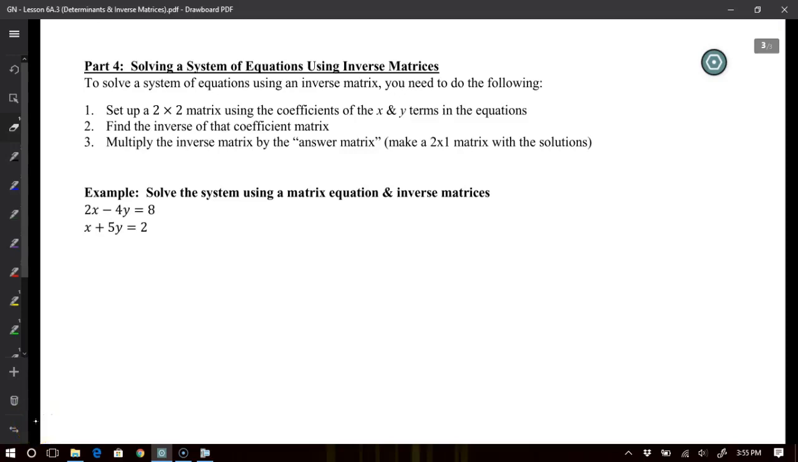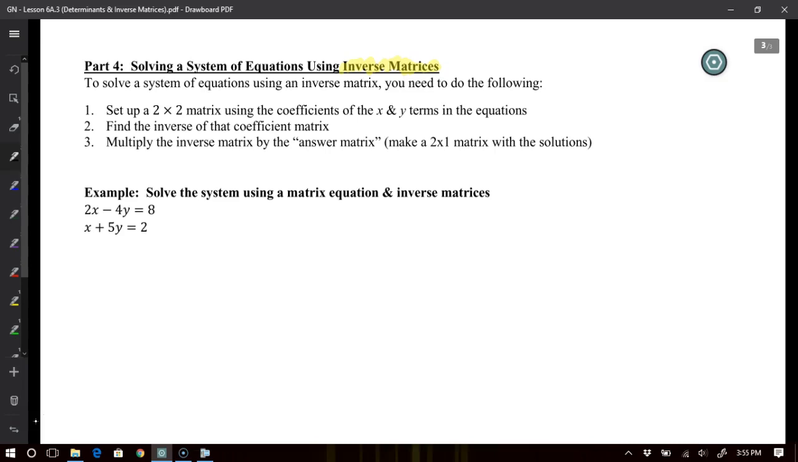We are going to pick up where we left off on Tuesday. We're going to now look at how we are going to apply inverses in order to solve systems of equations using matrices. So before, you've done the elimination method and substitution method, and now we're going to look at how to solve them using matrices.